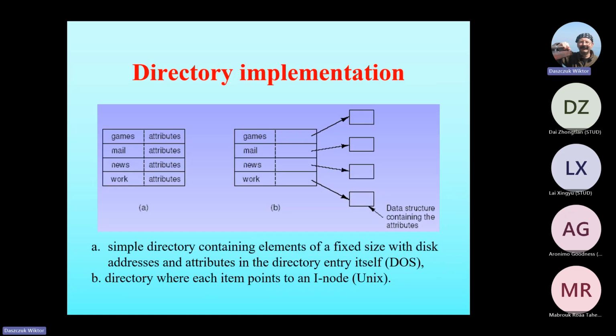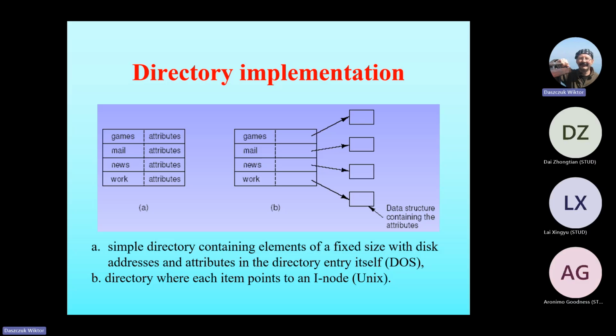Directories. How are directories built? In Windows, we have a list of directory entries. Each of them contains a set of attributes. Among them is the name of the file. It's one of the attributes.